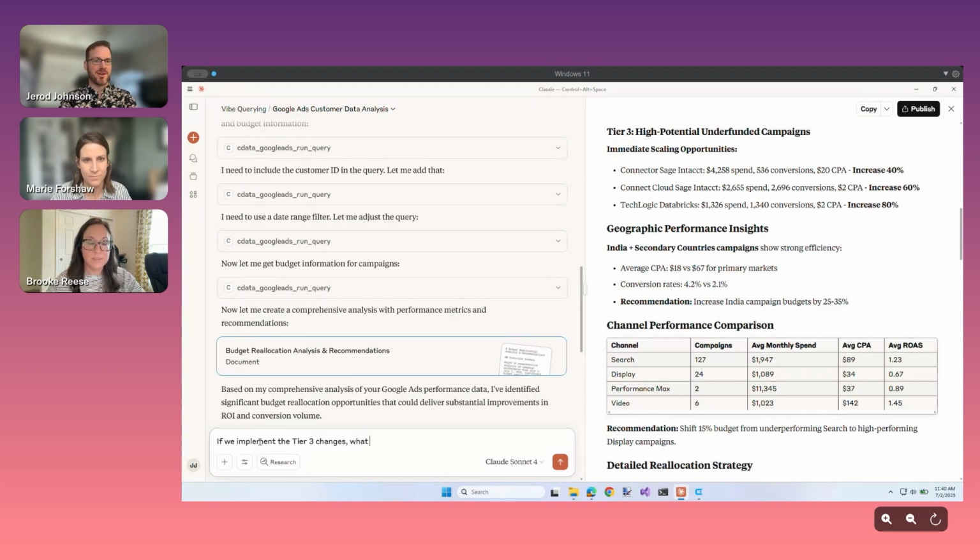Okay, so what if we implement the tier 3 changes? This is me not being a subject matter expert. So what are we looking for again here? What conversion changes should we expect? I'm going to be forceful here. Perfect.